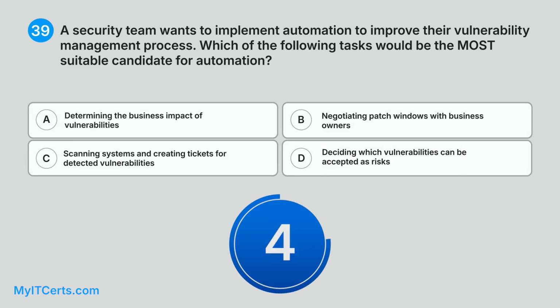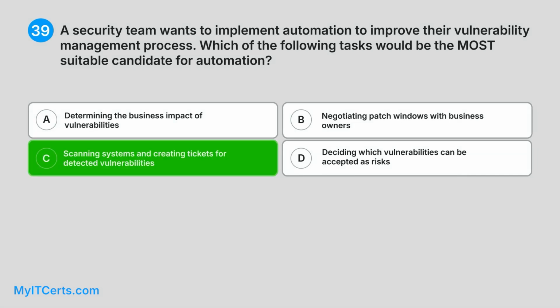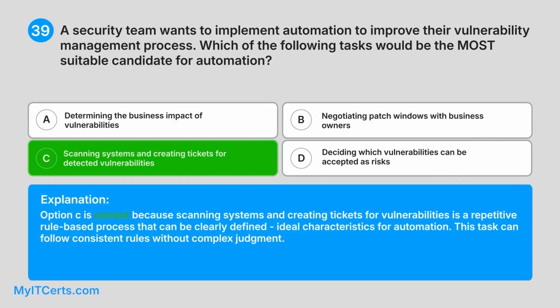Can you guess the answer? Correct answer, C. Scanning systems and creating tickets for detected vulnerabilities. Explanation. Option C is correct because scanning systems and creating tickets for vulnerabilities is a repetitive rule-based process that can be clearly defined, ideal characteristics for automation. This task can follow consistent rules without complex judgment.